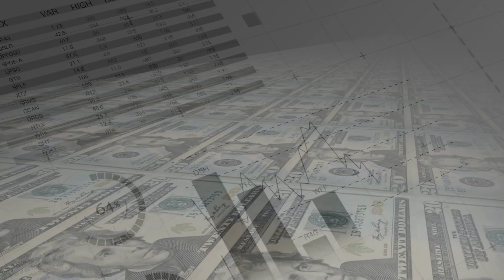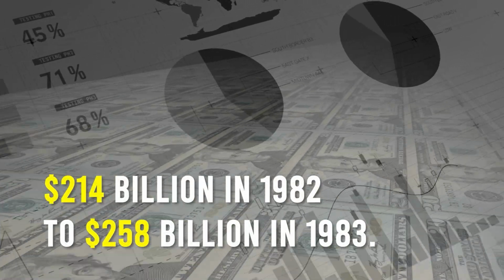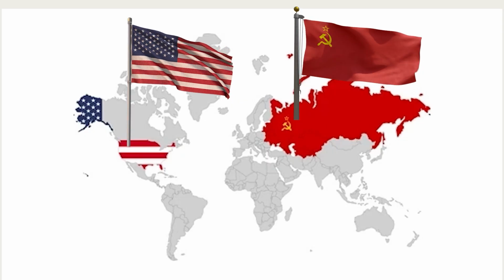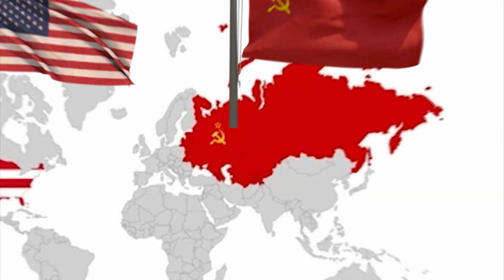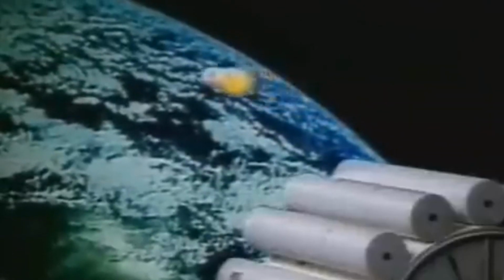For example, defense spending surged from $214 billion in 1982 to $258 billion in 1983. The Soviet Union could not afford to keep up with the United States, especially as the latter produced new weaponry such as the stealth bomber. The United States also launched the Strategic Defense Initiative, SDI, a high-tech missile defense system which drove the Soviets to seek a de-escalation of the weapons competition.